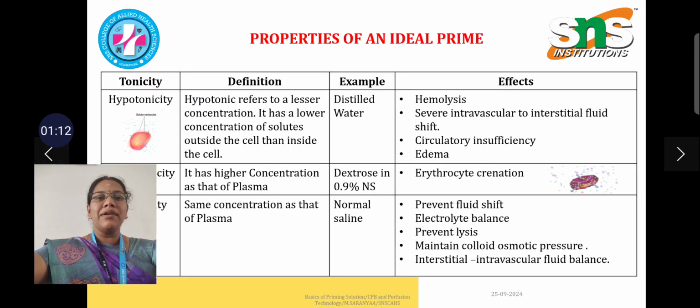Next one is a hypertonic solution. It has a higher concentration than that of plasma. For example, dextrose or 0.9% normal saline. So it can cause erythrocyte crenation or RBC lysis.